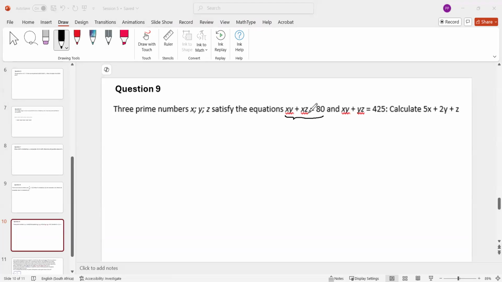Now, I wouldn't leave it like this because x is a common factor. You can take it out: x into (y plus z) is 80. Okay, so that's the first fact. And here again, y is a common factor. Y comes out into (x plus z) is 425.